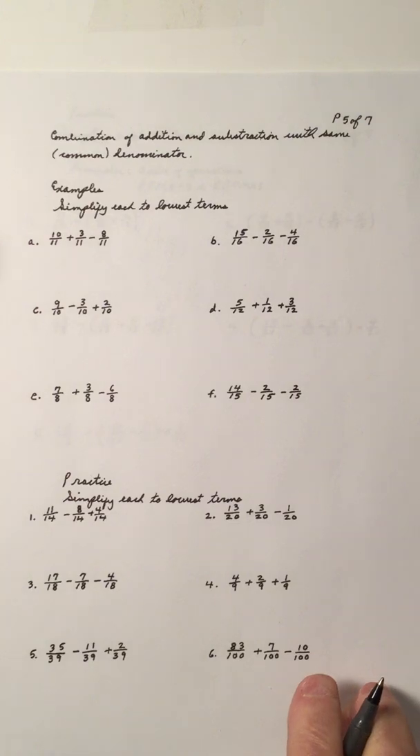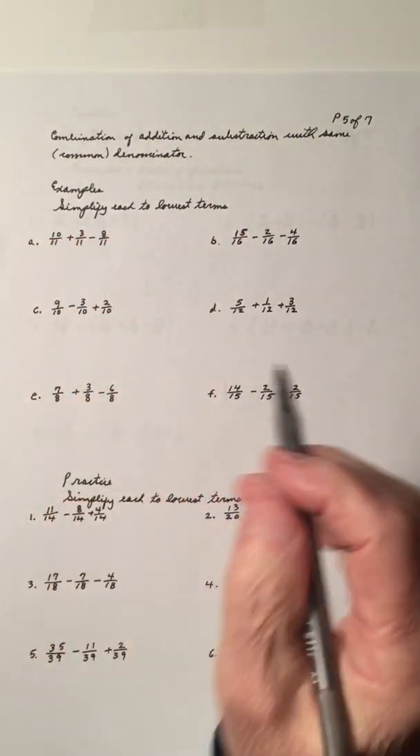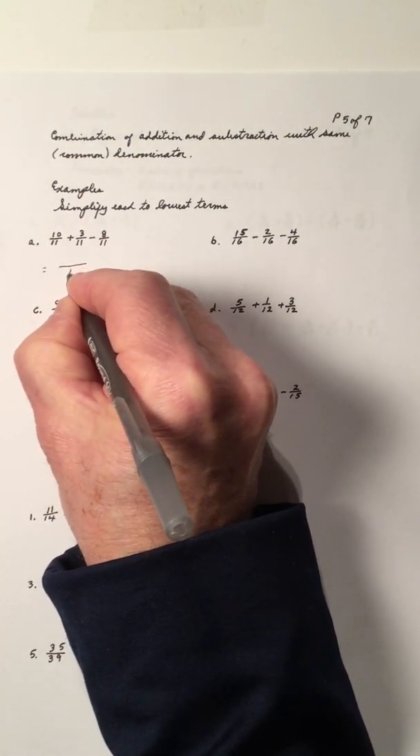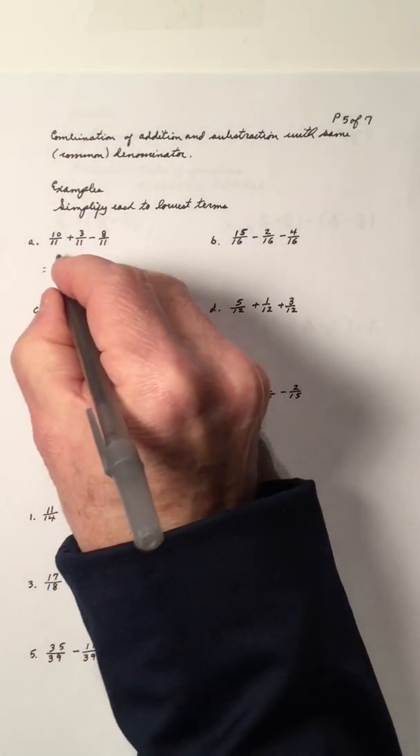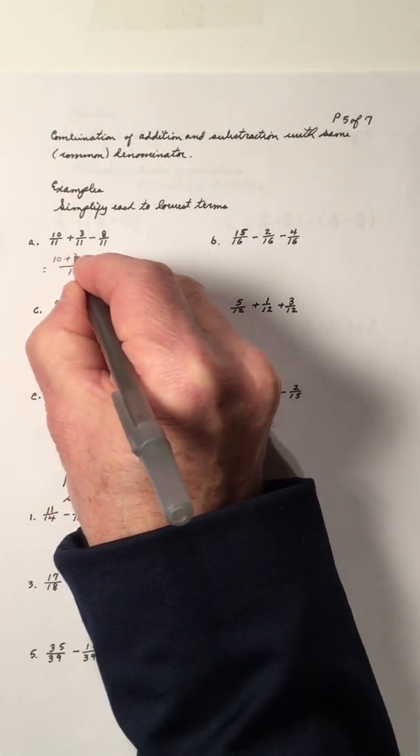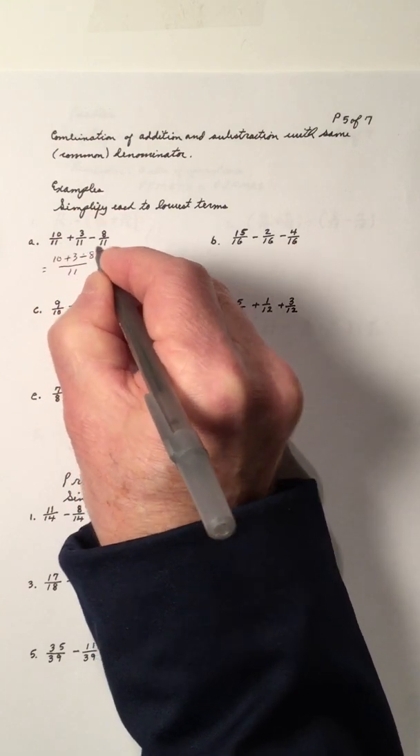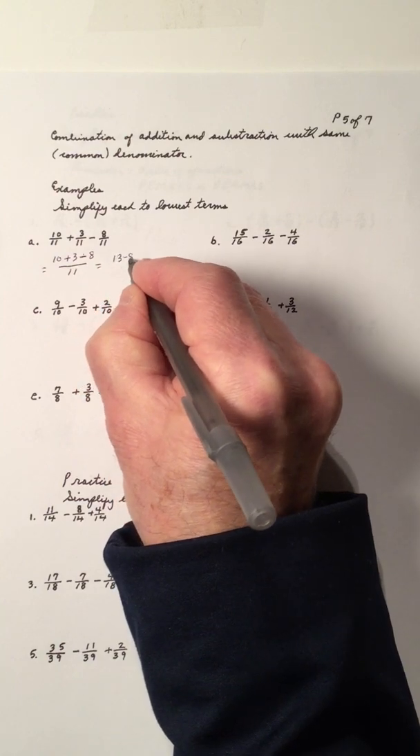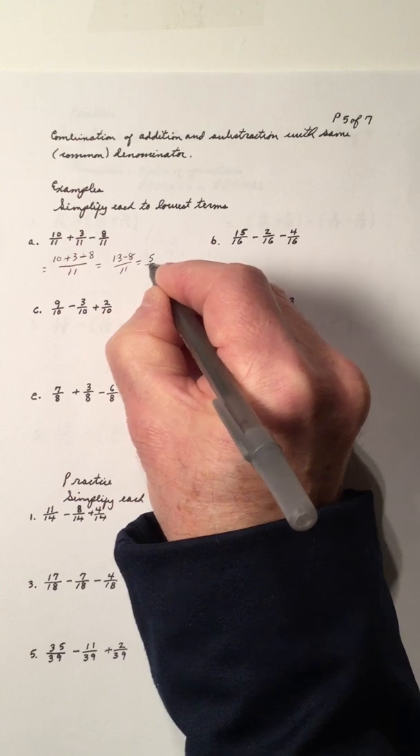What about a combination of more than one? Addition and subtraction in the same one. The same thing. We write down our common denominator of 11 because they're all the same. So we go 10 subtract 10 plus 3, subtract 8. And that gives you 13 subtract 8 over 11. That gives you a 5 over 11.